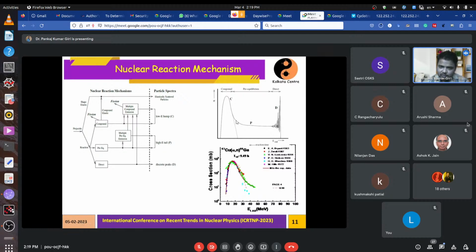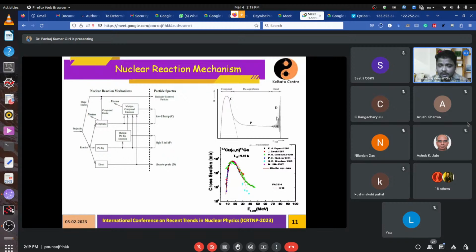So the spectrum will be elongated through the energy like this, and then eventually if we have more energy in the projectile, then we will also get discrete levels, that is the direct nuclear reaction. So mainly we can categorize our nuclear reactions into three categories: compound, pre-equilibrium and direct. Why do we need the idea of this type of nuclear reaction?